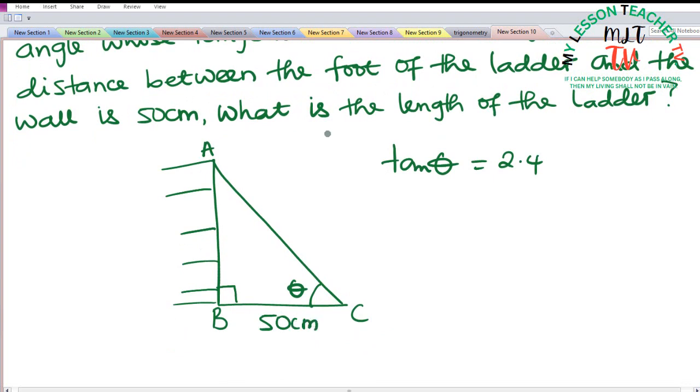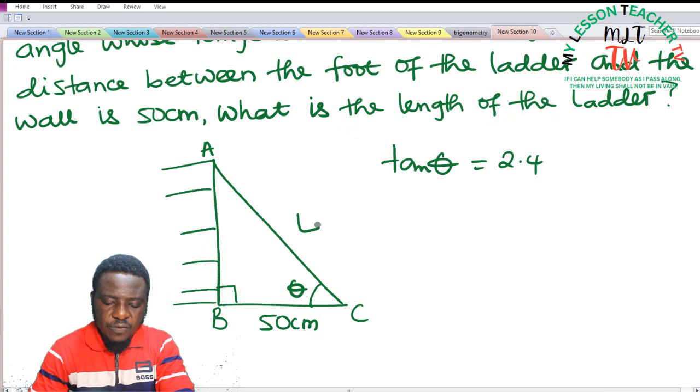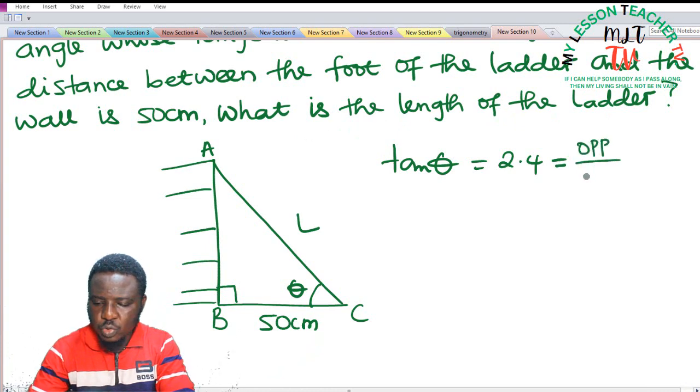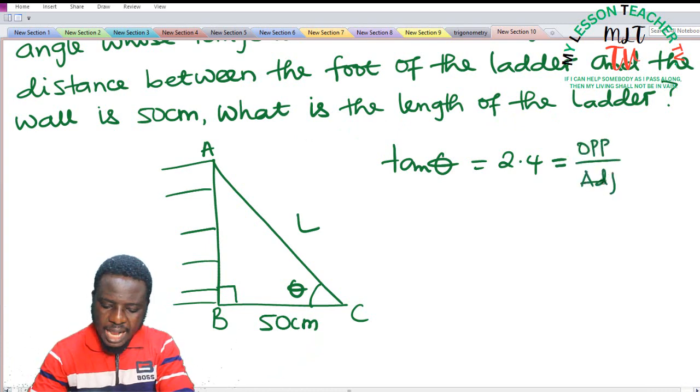We are asked to find the length of the ladder. In this case, we are asked to find the side AC, which happens to be the hypotenuse of triangle ABC. But we are given the tangent of angle theta, and tan theta is the ratio of the opposite side to the adjacent side. It has nothing to do with the hypotenuse. So what I'm going to do is to first of all get my value of theta. Then from there, I can solve for the length of the ladder.